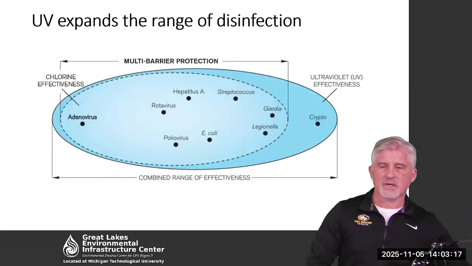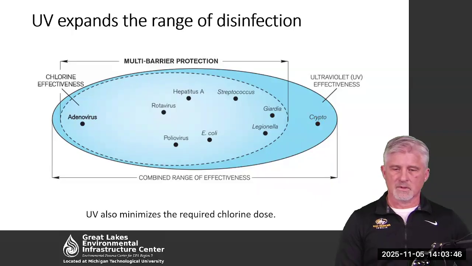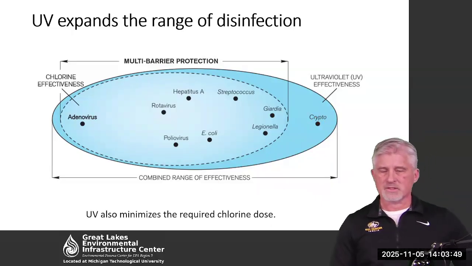But what does UV do for us? It expands the range of disinfection. Typically with chlorine, we're really good with all of these microbes, but we're not real good with crypto. So UV can expand. It does well with all of them, because it can penetrate the shell of crypto and deactivate it. So we can't just get by with UV. We're going to have to add chlorine regardless.